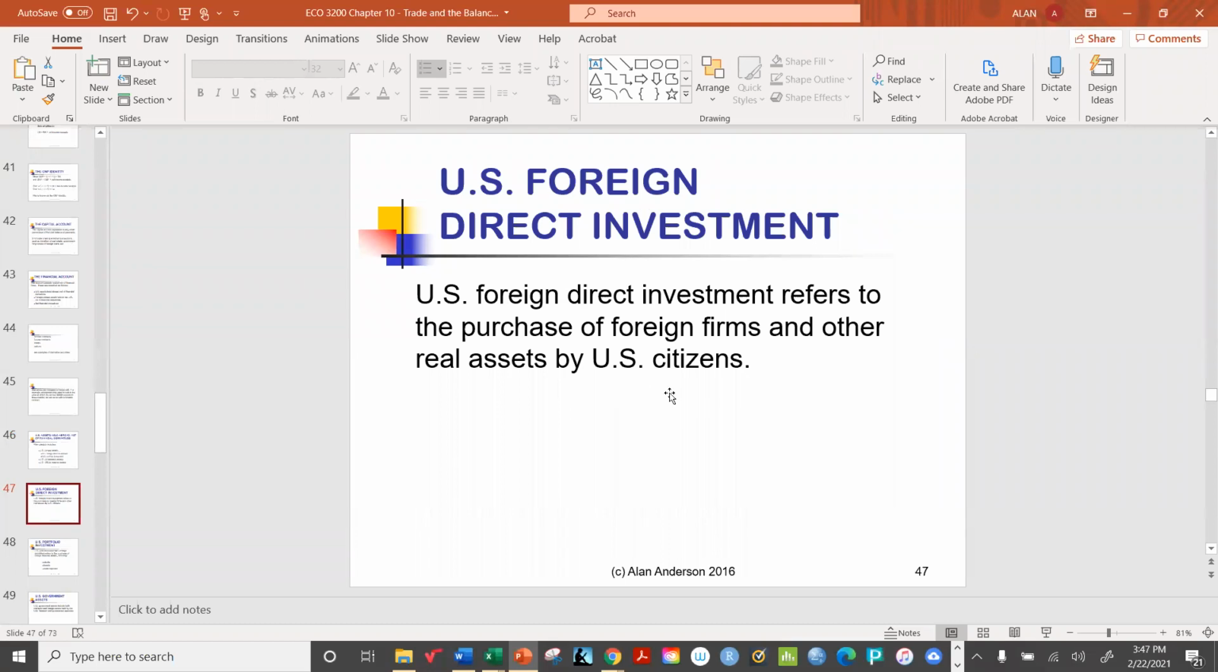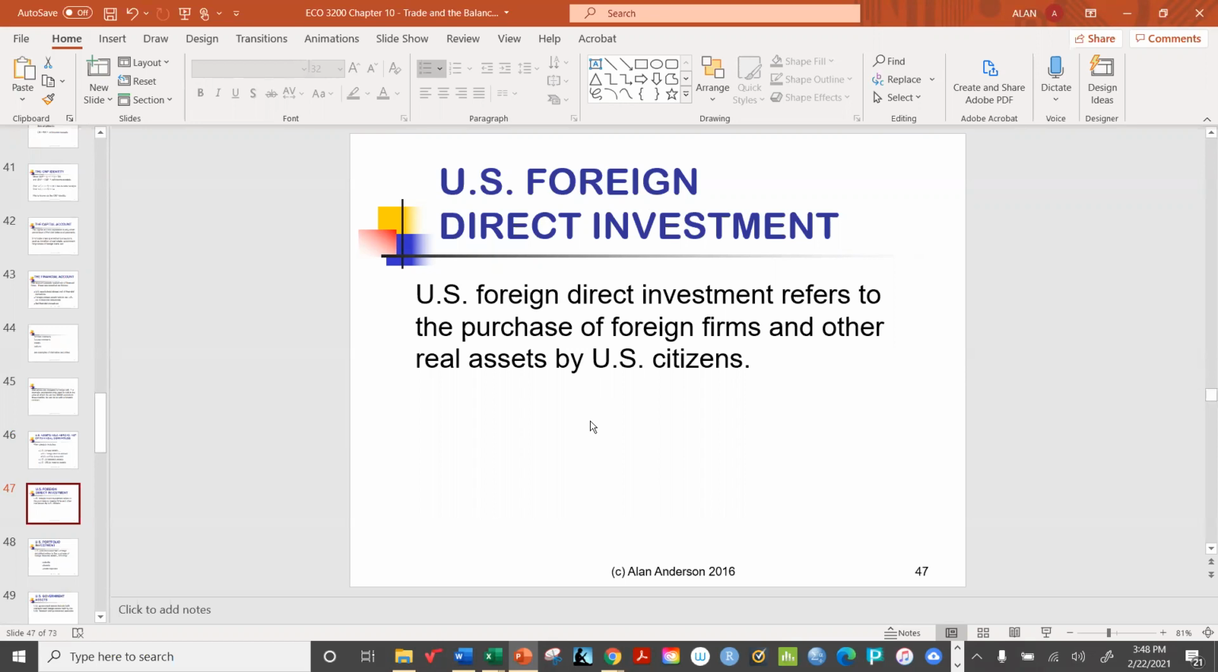So foreign direct investment means the purchase of foreign financial firms and other real assets by U.S. citizens. Real just means not financial. So if an American company buys out a company in Paris, that becomes a real asset. That's foreign direct investment. The reason they make a distinction here is because when foreign direct investment is made, it's a very long-term commitment. It doesn't change overnight. Whereas the portfolio investment, the stocks and bonds, can change very, very quickly.